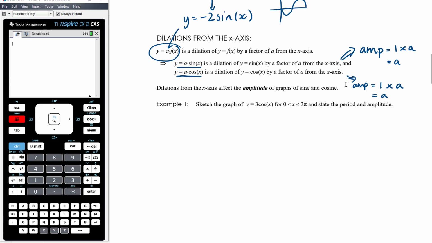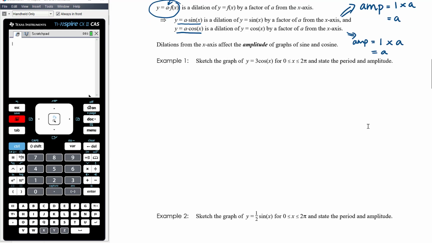Okay, so dilations from the x-axis affect the amplitude of graphs of sine and cosine. So simple graphs, y equals 3 times cos of x. Okay, it is the graph of y equals cos of x after a dilation by a factor of 3 from the x-axis, which means the amplitude will be 3.